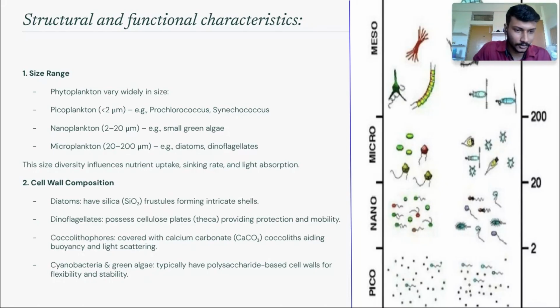Next, we have cell wall composition. As we already said, diatoms have silica or pustules in their cell walls. Dinoflagellates contain cellulose plates. Coccolithophores have calcium carbonate deposits on their outer cell wall, and cyanobacteria and green algae have a polysaccharide-based cell wall matrix.